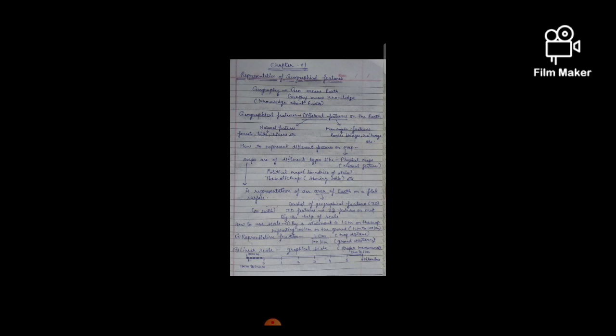Now we will talk about geographical features. These are the different features on the earth. All the different types of features that we have on the earth are called geographical features, and these are of two types. The first one is natural features like forests, hills, rivers, etc. Another one is man-made features like roads, bridges, railways, and so on.